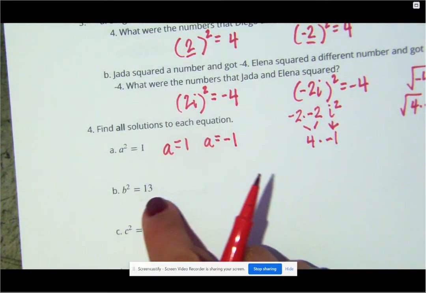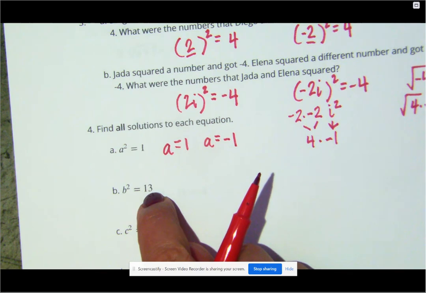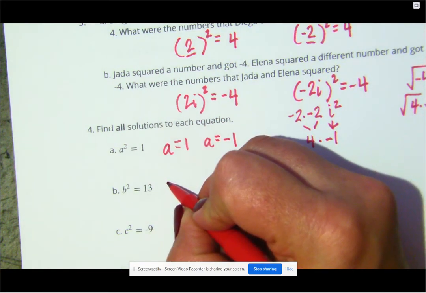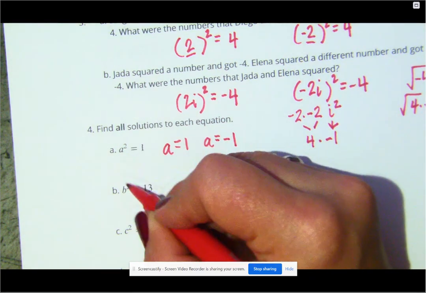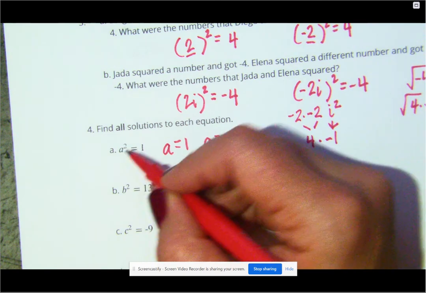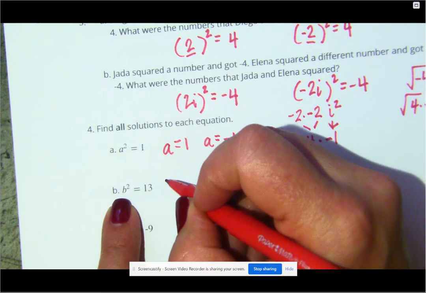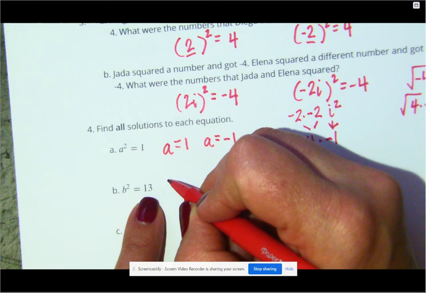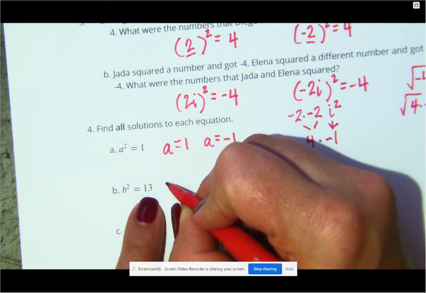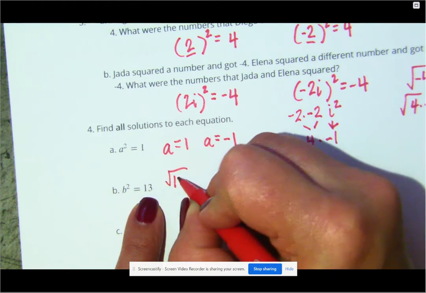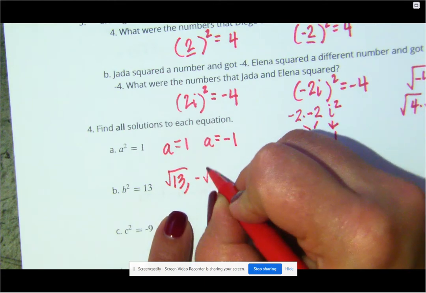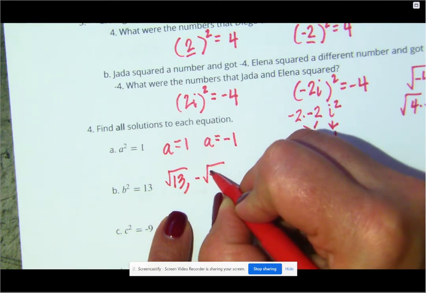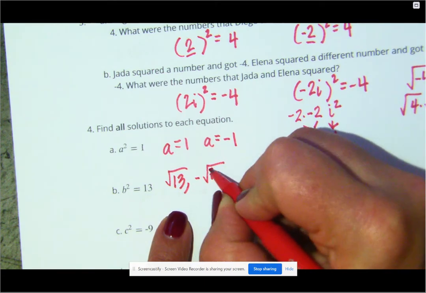Okay, how about 13? That's positive still. This time, that one came out to a nice whole number, right? Here, the square root of 13 is a non-terminating decimal. So square root of 13 and negative square root of 13. Whoopsie daisy. Miss Austin almost wrote a negative.